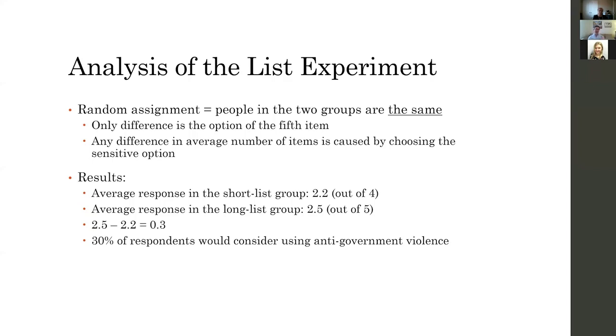And again, I don't know which individuals would use violence, right? That's how I've protected their privacy. I only know that I'm estimating that 30% of the sample would use violence.